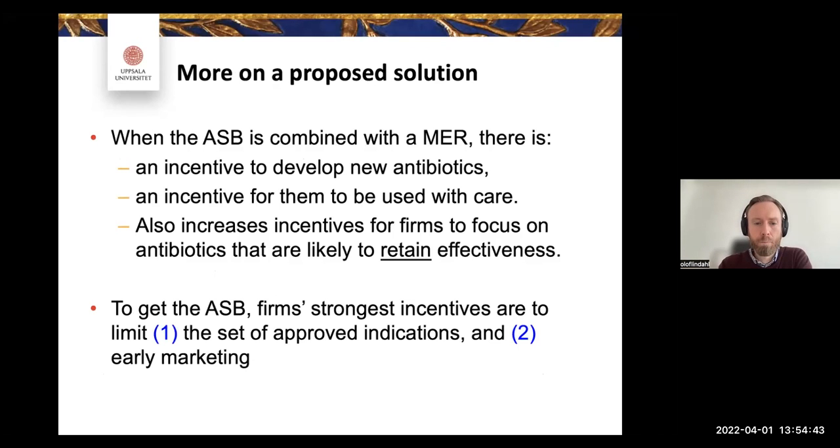And we want that to happen through fewer approved indications, less marketing, less push sales, especially in countries with high burden of AMR.